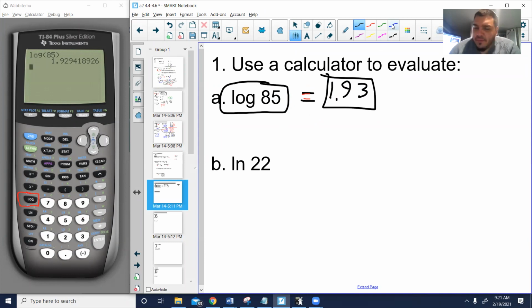What does that actually mean? Because if we don't see a base, it's a little 10. What that technically means is that 85 equals 10 to the power of 1.93. About, because it's an estimate, but it means that 10 to the power of 1.93 equals 85.